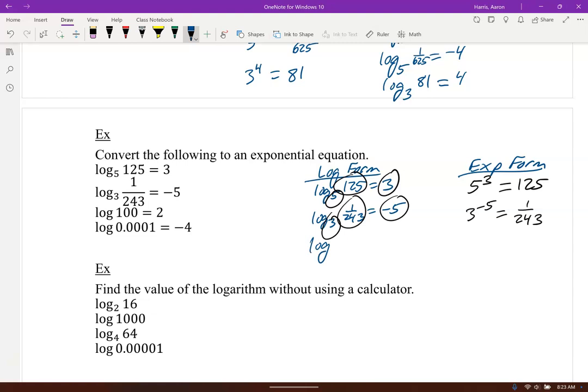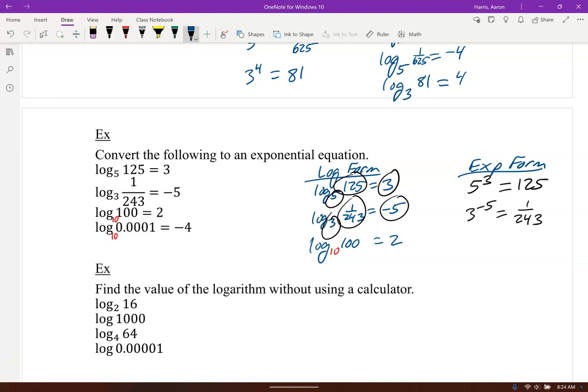This one's log of 100 equals 2. Now notice right now on this one, there's no base. If there's no base, that's called the common logarithm, and they expect you to know that it's a 10. So I would go ahead and write the 10 in there. This one's also a base 10 below it. So if they don't write the base in, it's base 10, common log, okay?